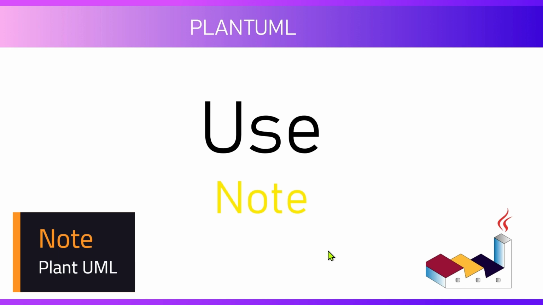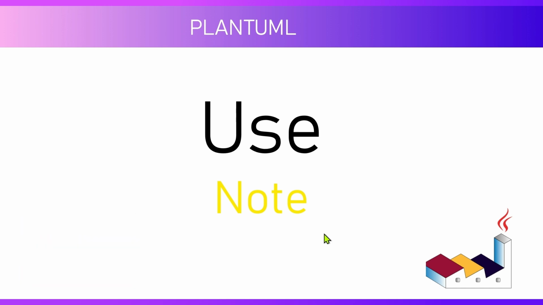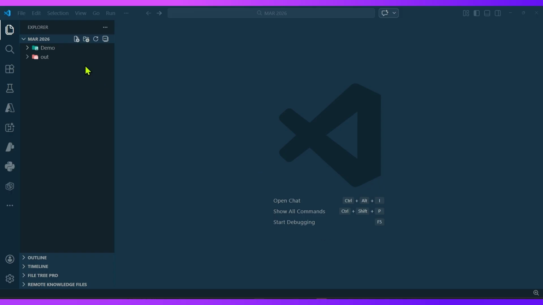In this video, I'll show you how to use notes in your PlantUML diagram. I'm going to make use of a sequence diagram and I'll show you the different ways through which you can create notes. Let's jump in. I'm in VS Code.